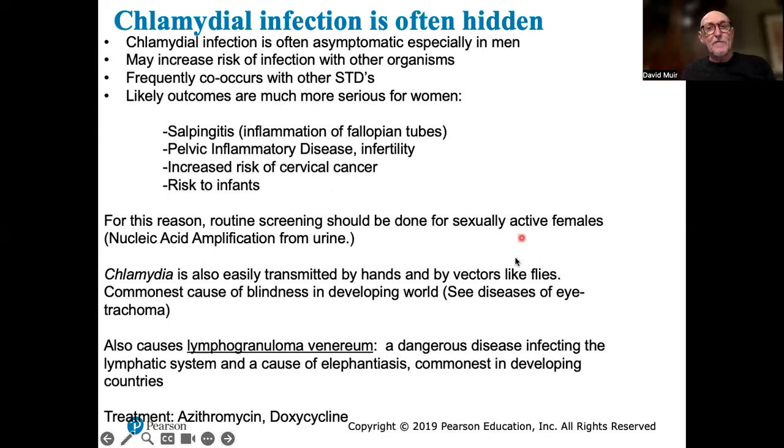The way in which we find it is by having a look at urines and doing a nucleic acid examination, looking for the actual genes of chlamydia present in it. Now, one of the risks to infants is to the eyes, because chlamydia has a propensity for infecting the tissues of the lining of the eyes and of the eyelids. And the chlamydia, by the way, can also be transmitted by hands and by vectors like flies.